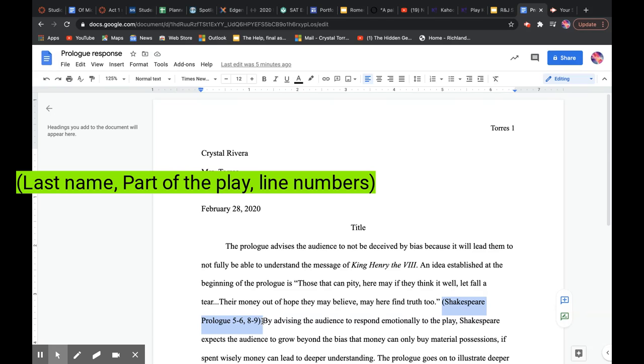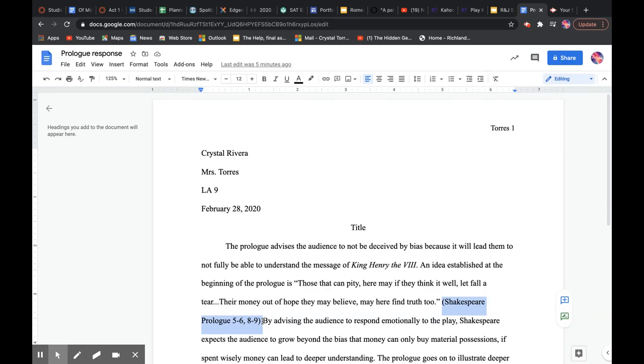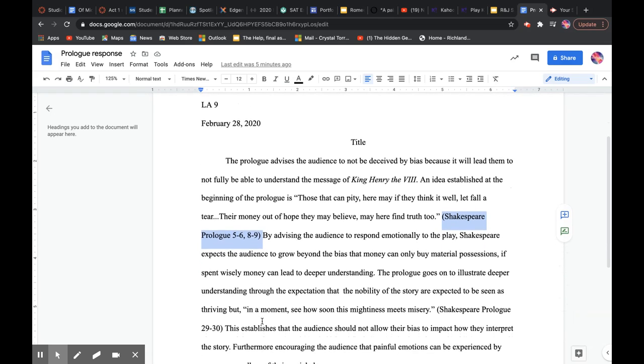Remember that if your quote is too long, it is acceptable to pull from different parts of the play as long as you are citing it properly. And if you have any questions about that, you can always ask later.